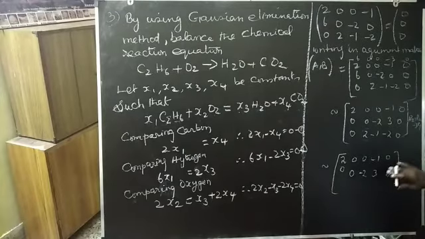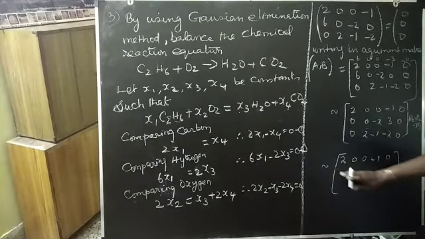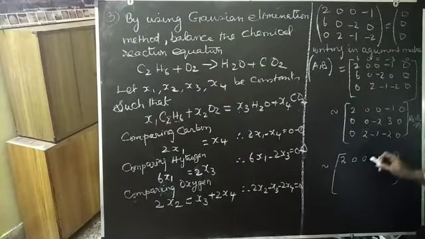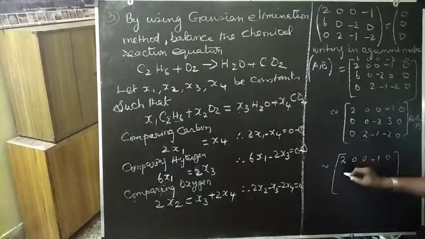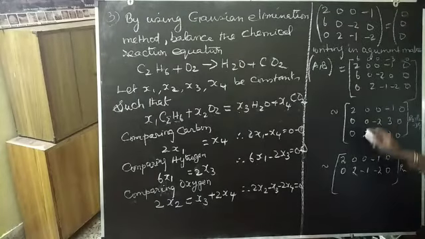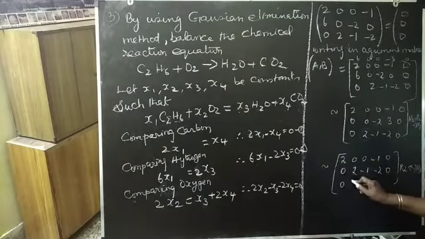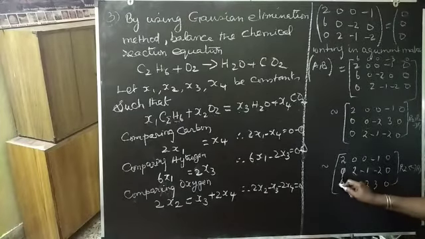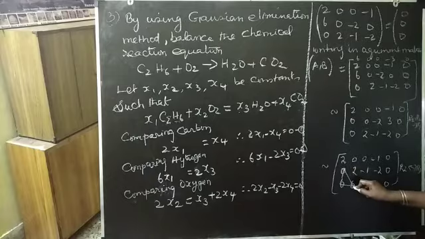Instead of writing R, we can write here R3 to R2 and R2 to R3, so we get it in echelon form. So the second row is going to be 0 2 minus 1 minus 2 0. See here your R2 is going to R3 and R3 is going to R2. So when we interchange these two rows, here you get 0 0 minus 2 3 0. So this is an echelon form.